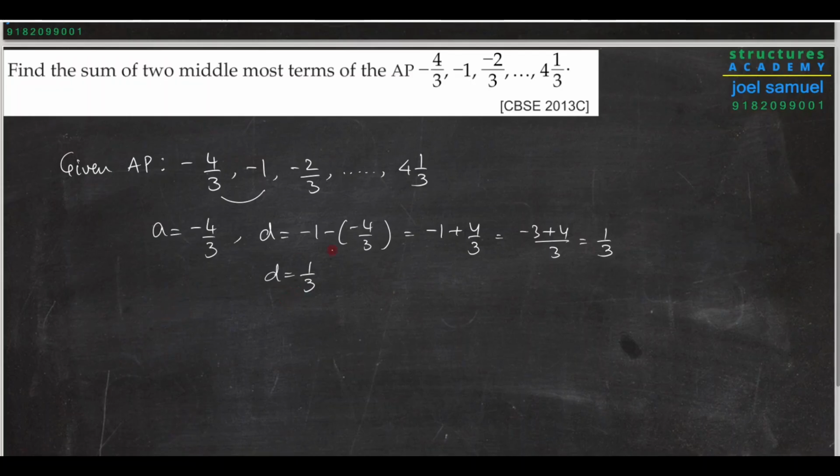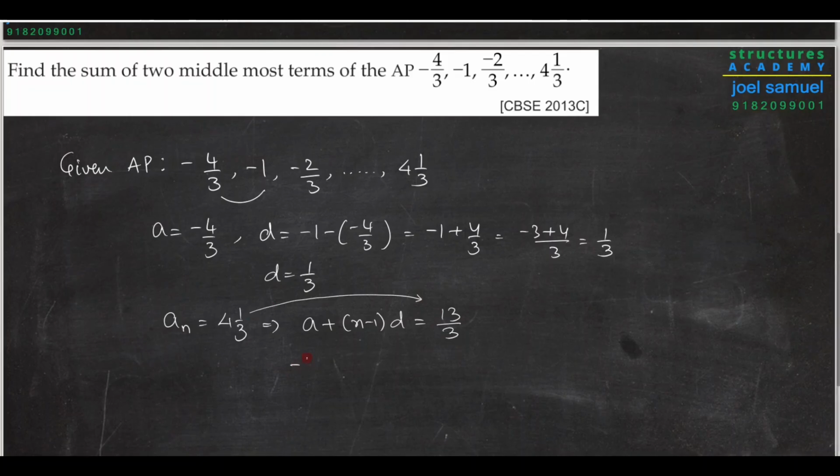Now we need to find out how many terms there are, because only then will we be able to judge which are the middlemost terms. So let's say the nth term is 4 1 by 3, which implies a plus n minus 1 times d is equal to, we will convert this mixed fraction into an improper fraction, which is 13 over 3.